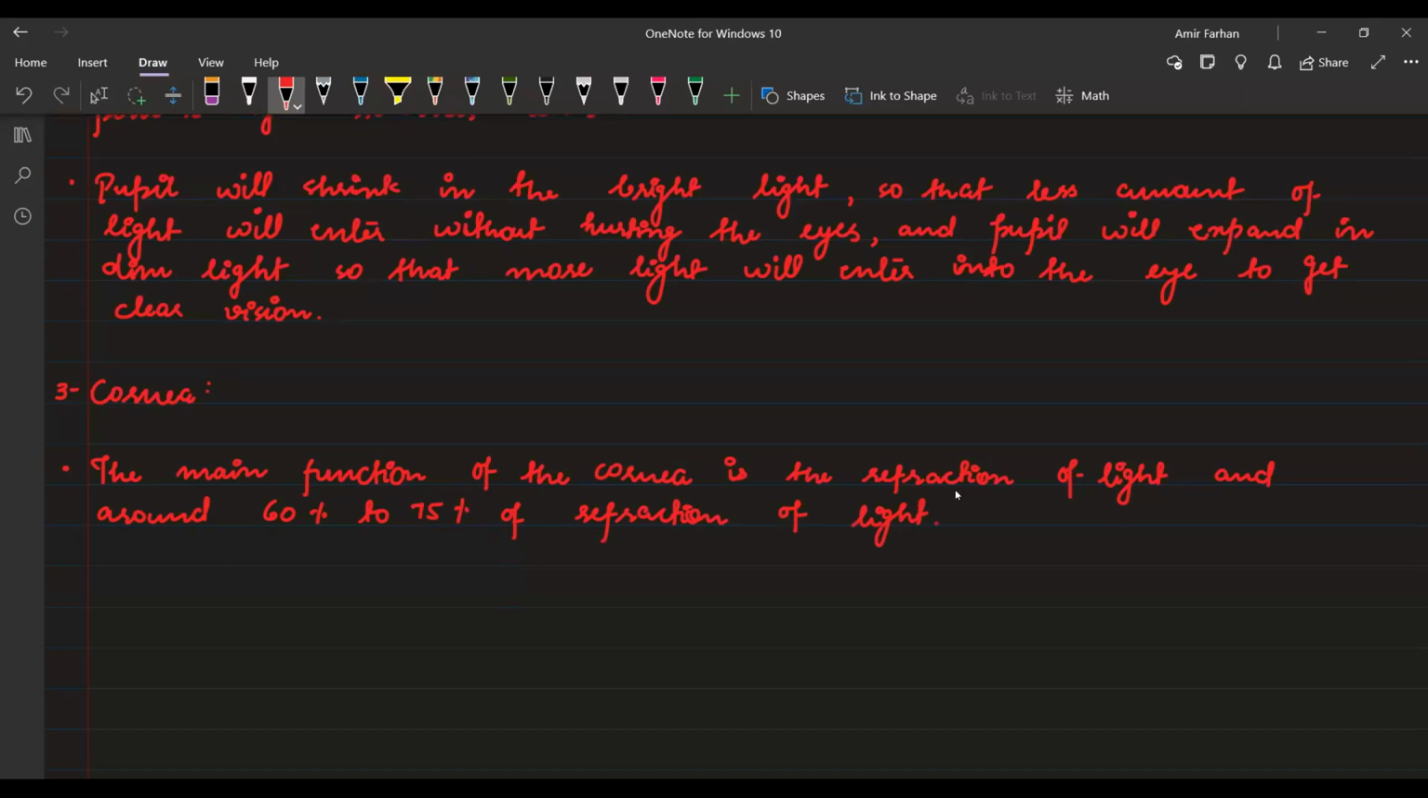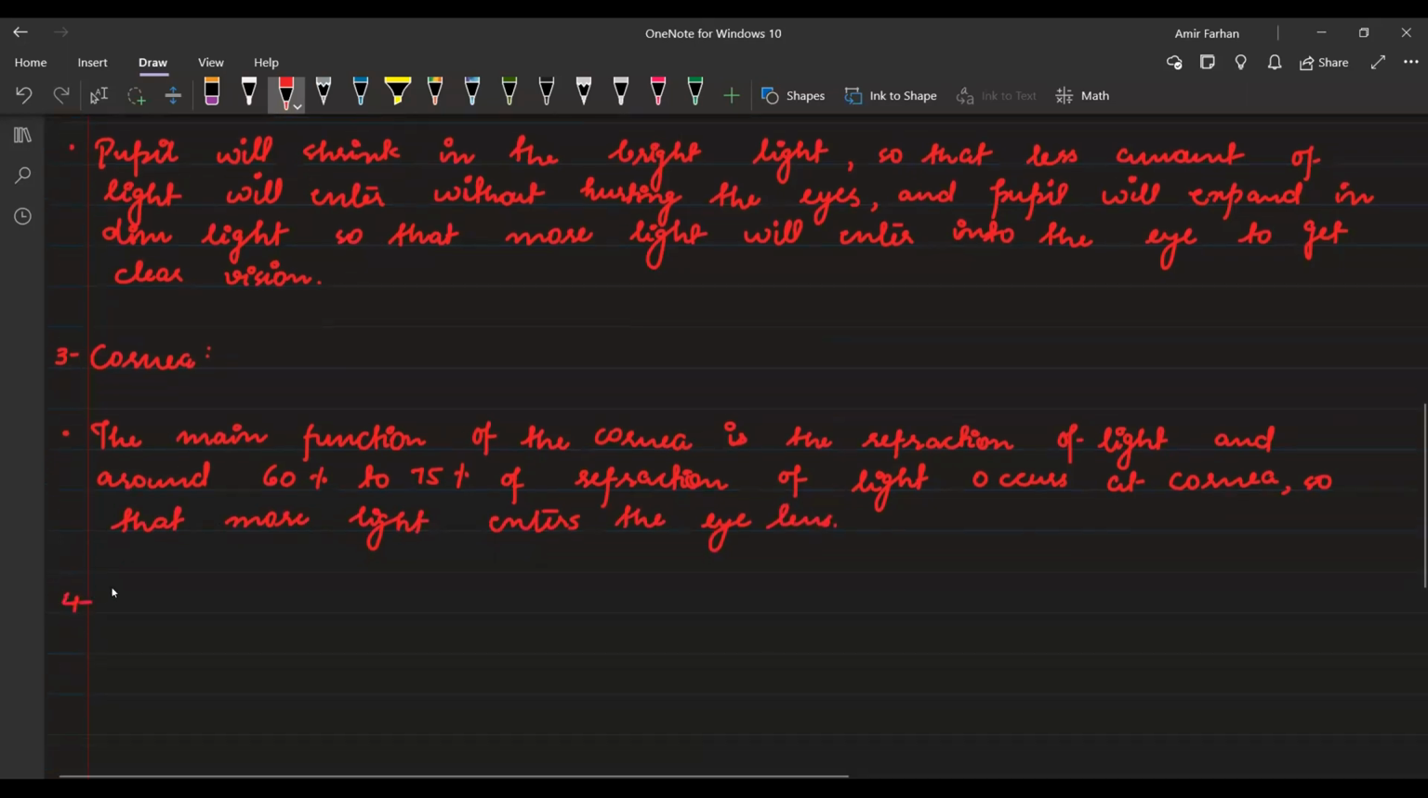Okay, Zainab. So this is the major function of the cornea, that it will refract the major amount of light, so that more light enters the eye lens. Okay. Next is just ciliary muscles.